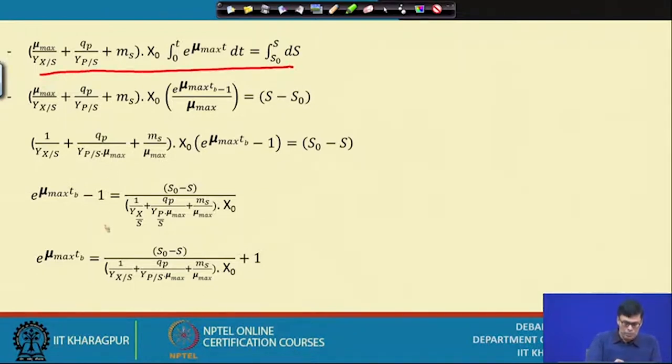Then if we solve this equation, finally we come to this equation: e to the power mu max into tb equal to (s0 minus s1) by (1/Yx/s times qp Yp/s over mu max, plus m/mu max times x0, plus 1). This is what we can find finally, but I hope you can solve it by yourself and find this equation.